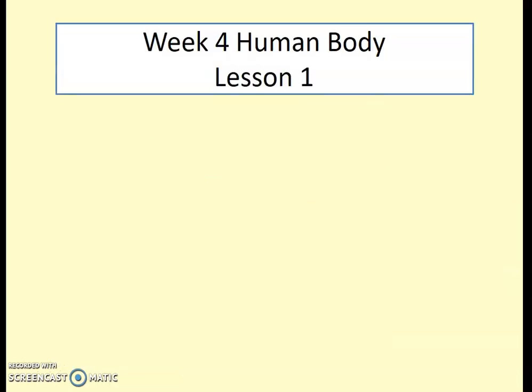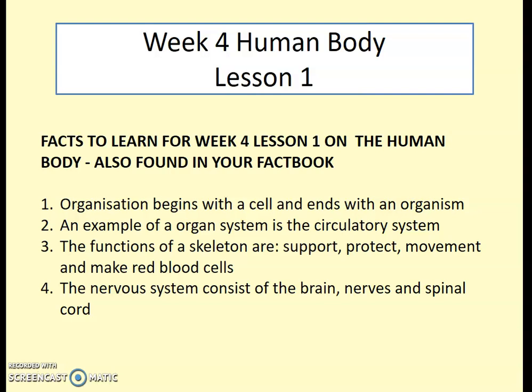And that is the end of this lesson. Next week we'll be looking at the human body, and the facts that you will need to know are the following, and they are found in your fact book as well. It's the organisation. It begins with a cell and ends with an organism. An example of an organ system is a circulatory system. The functions of a skeleton are support, protect, movement and make red blood cells, and the nervous system consists of the brain, nerves and spinal cord.